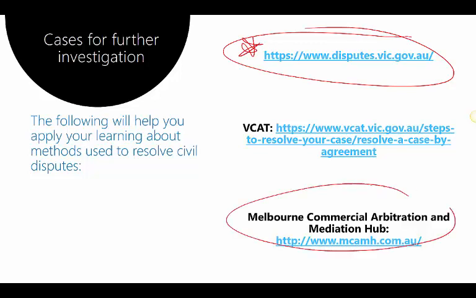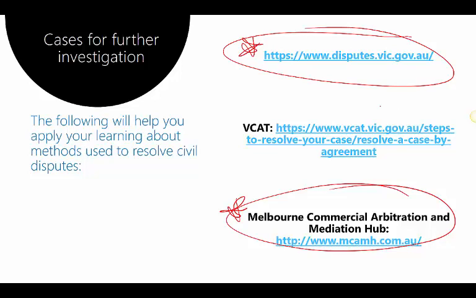I also absolutely recommend you go here, which is the website for the Melbourne Commercial Arbitration and Mediation Hub. They, much like the Dispute Settlement Centre, have a tab that explains arbitration. This is what it is. This is why you might use it. Particularly important there because they are trying to sell a service. They want you to use them, so they are very much like, this is why arbitration is good.